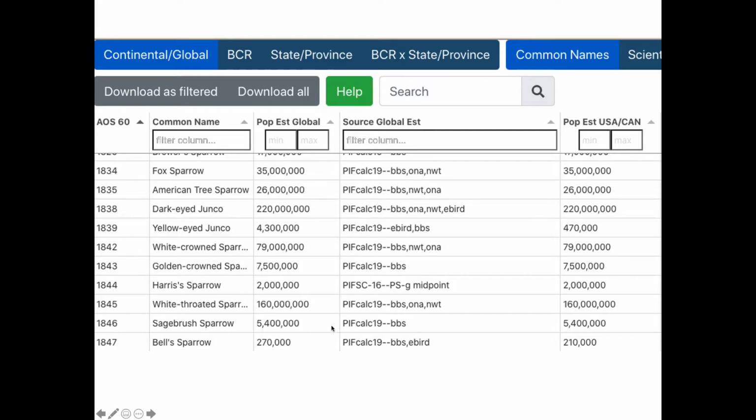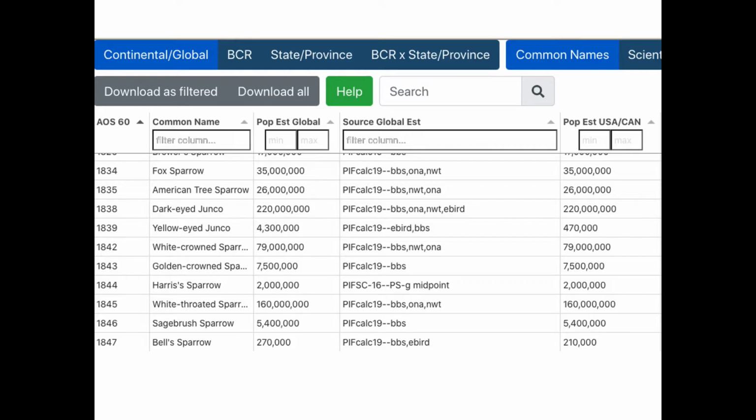And you're seeing that. This is from the Partners in Flight database of bird populations. And for example, fox sparrow. Here's fox sparrow. And 35 million fox sparrows are estimated to exist. American tree sparrow, 26 million. Dark-eyed junco, quite a bit more abundant at 220 million. And then things that are a lot less abundant, like Bell's sparrow, at only 270,000. So we have estimates like this.